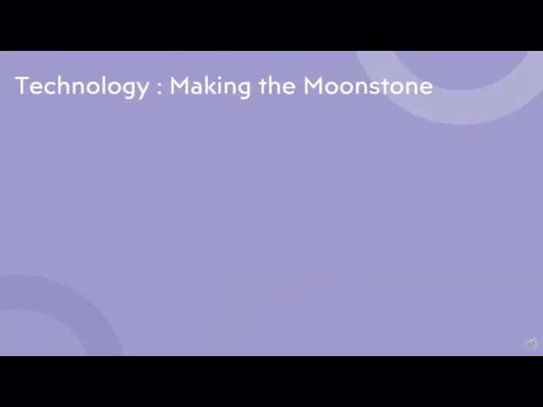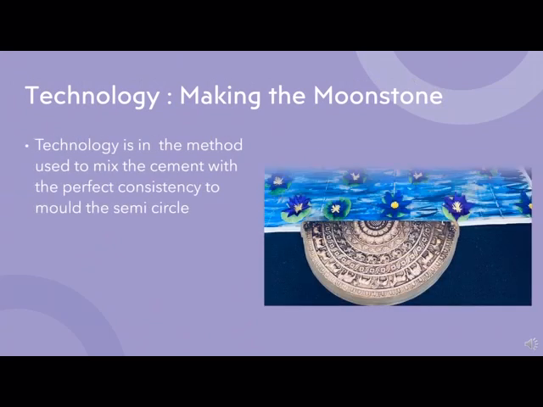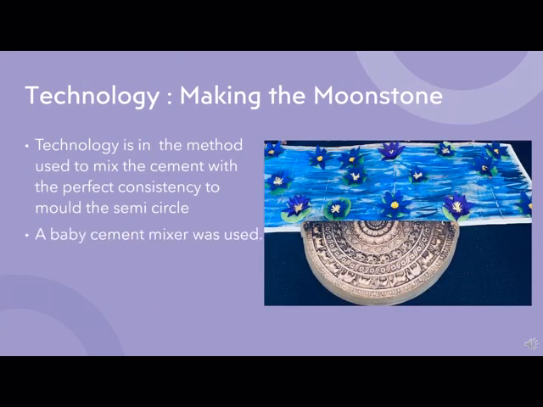Technology. Making the moonstone. Technology is in the method used to mix the cement with the perfect consistency to mold the semicircle. A baby cement mixer was used.